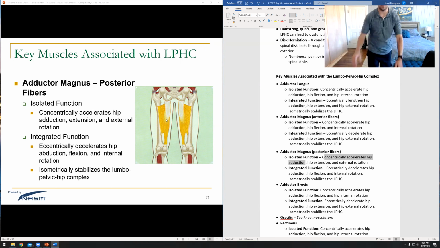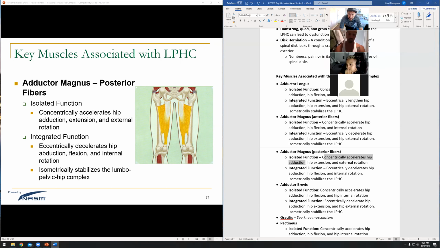So in some ways, the adductor magnus does a little bit of antagonistic movement, right? They both adduct, but one internally rotates and the other externally rotates. One flexes and one extends. So how do we stretch this one?